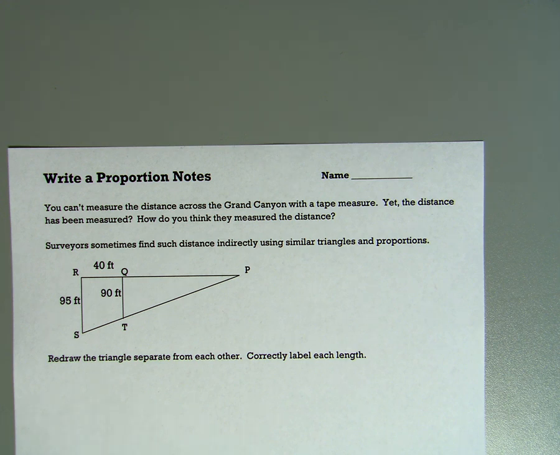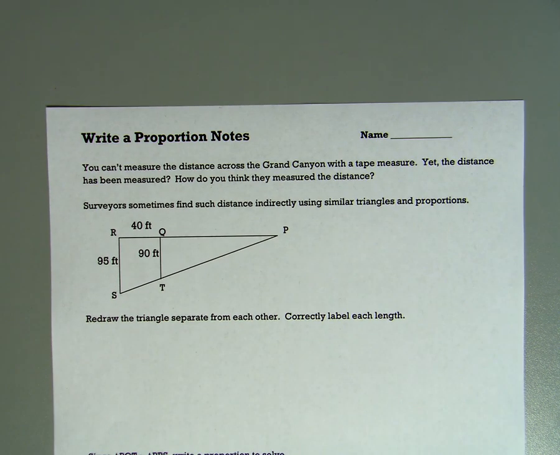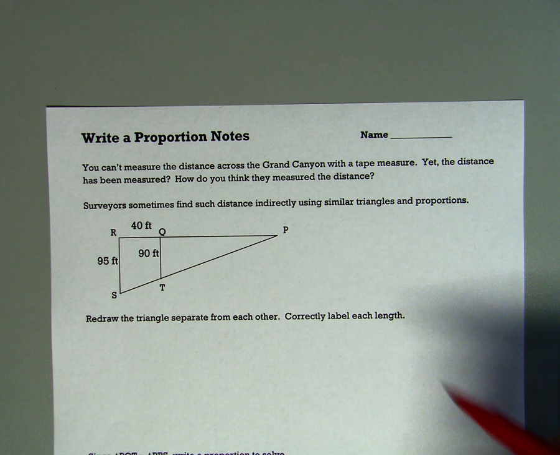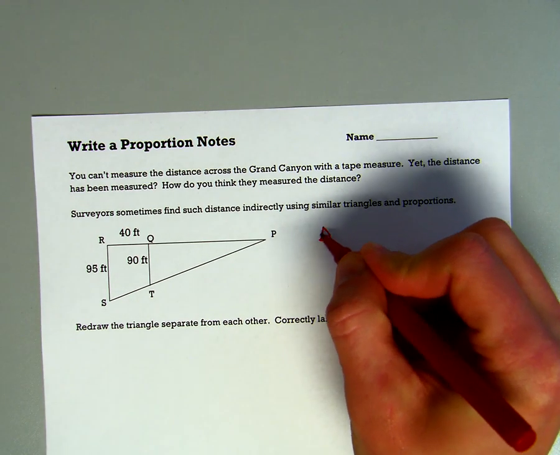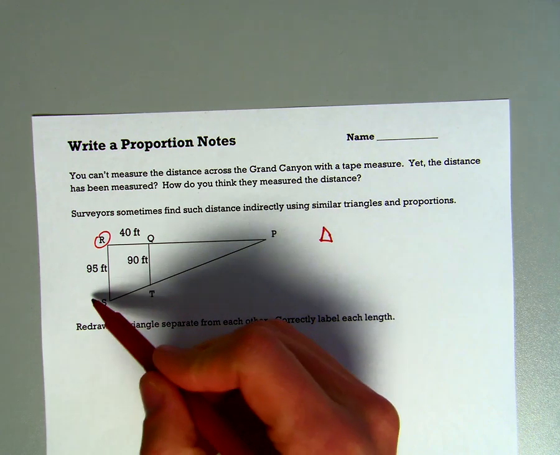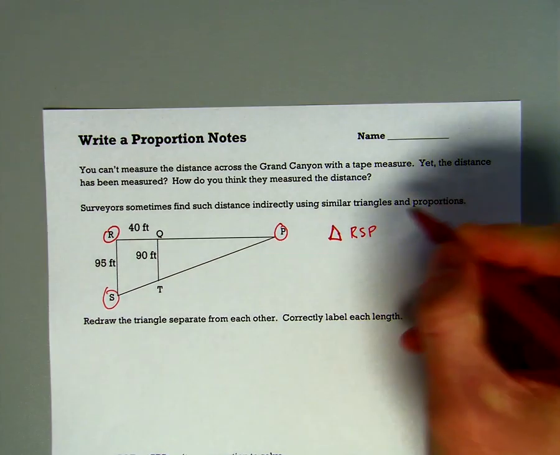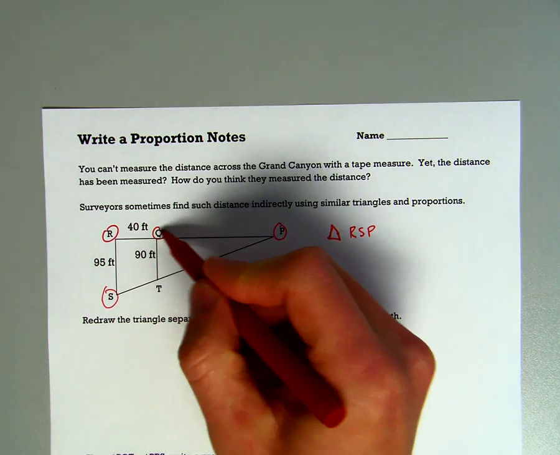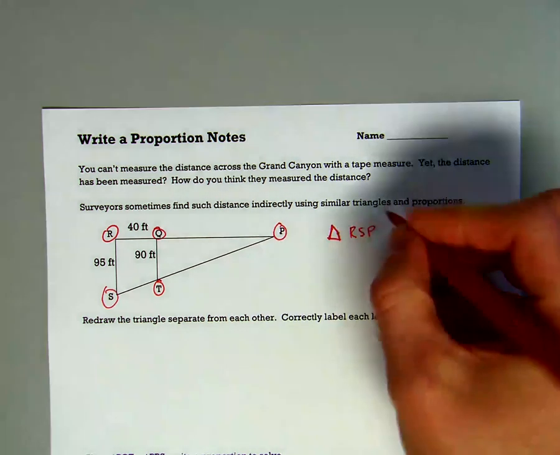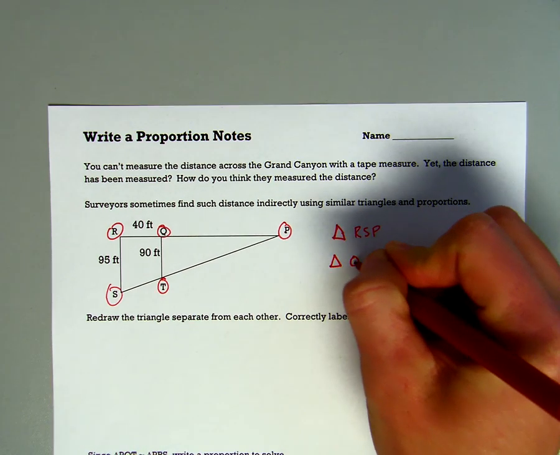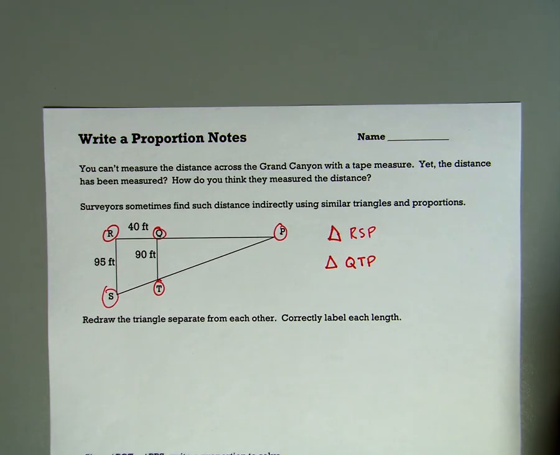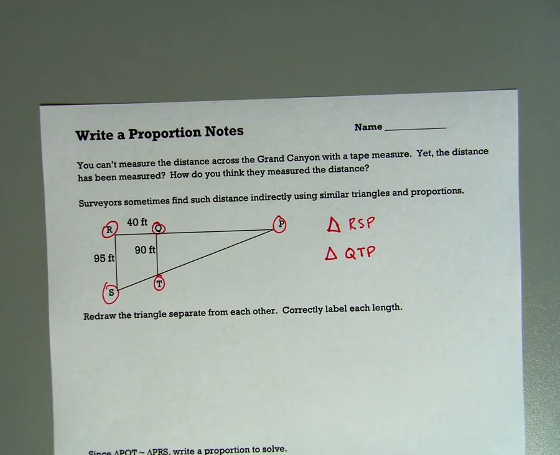So our first example here is, you can see we have two triangles. The first triangle is, we have the whole triangle. We have R, S, P. And then we also have the triangle Q, T, P. So we actually have a triangle inside of a triangle. So my first step before I go ahead and figure out a missing portion of one of the triangles is that I need to go ahead and separate my triangles and redraw them.